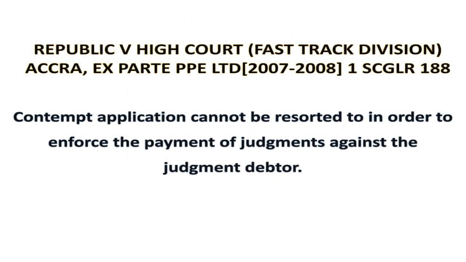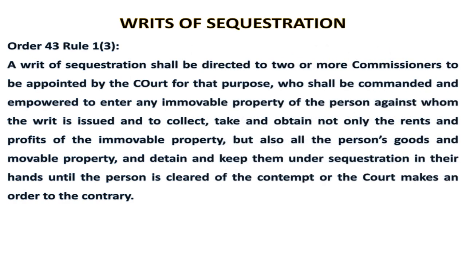So, on the authority of this case, we can make a strong argument that contempt proceedings cannot be brought against a person who has merely failed to pay a judgment debt to a judgment creditor. That brings us to the end of our discussion on committal.